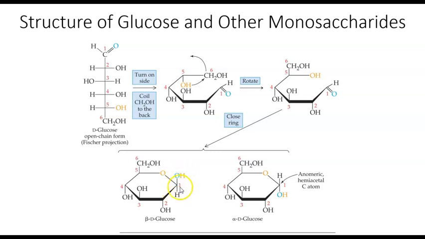And we can generate either beta D-glucose or alpha D-glucose, depending on how that attacks and how that hydroxide forms on the end. So this can be on the up or the down version of this, and that's going to give us two different forms. So these are isomers of each other.